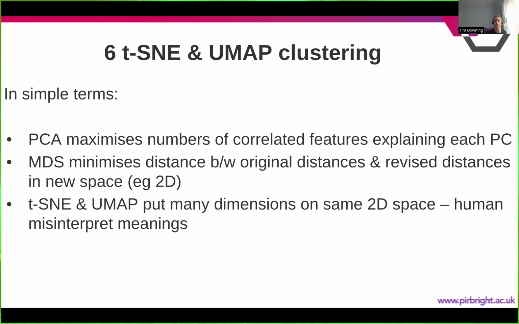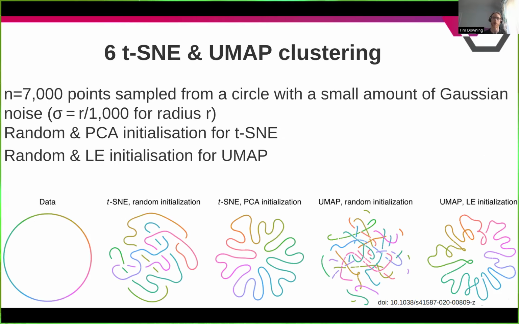t-SNE and UMAP are different because they try to put many dimensions on a 2D space, which can be problematic in terms of interpretation. An example of this would be a 7,000-point sample from this circle on the left with a small amount of Gaussian noise. We can plot how t-SNE would plot this with different types of initialization. If we use a random initialization, we find that a particular pattern is more linked together.